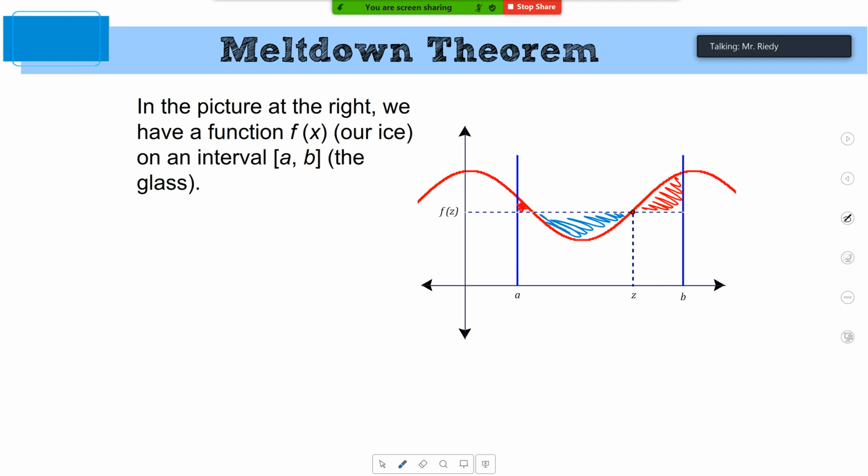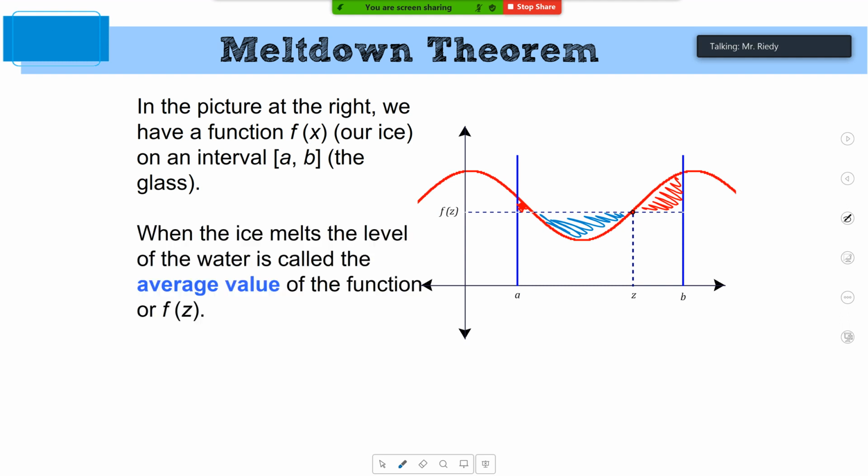Any guesses? Equal. Good. They're equal. So the amount that drops is the same as the amount that rises. And we'll come back to that concept in a little while. Now, because they're equal, that line, the level of the water, becomes what's called an average value, or f of z.